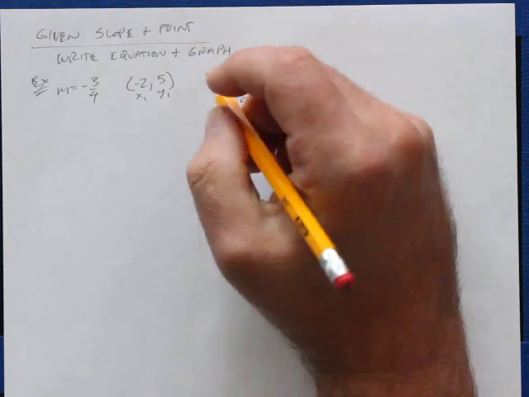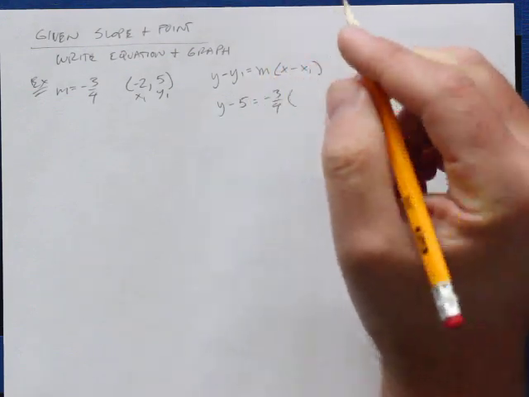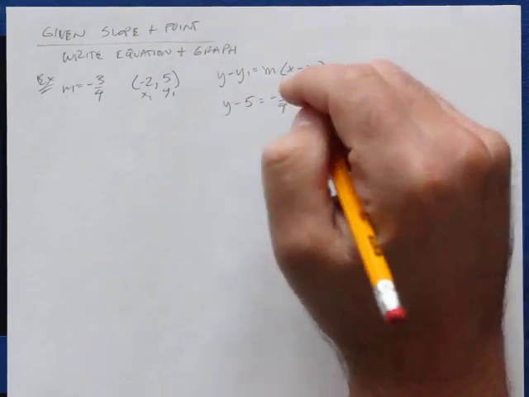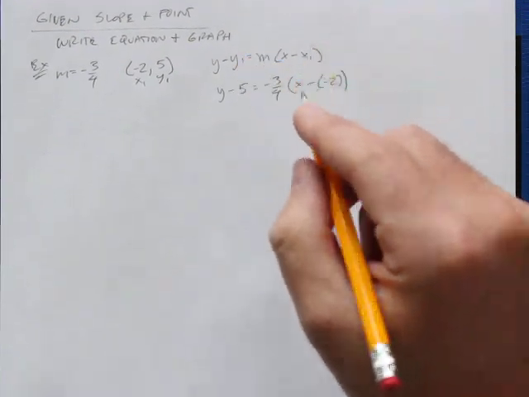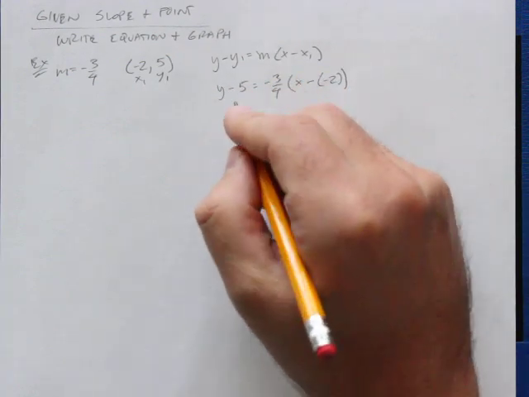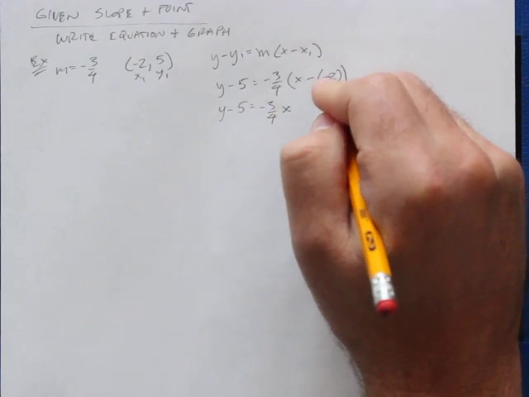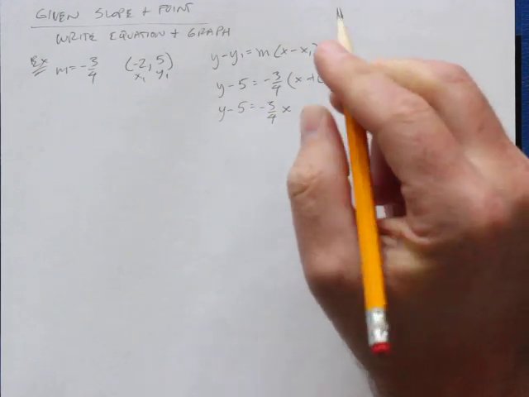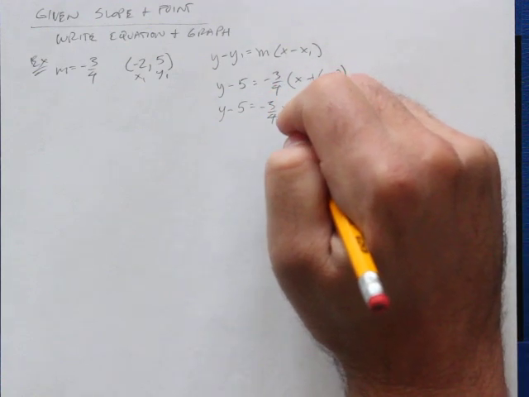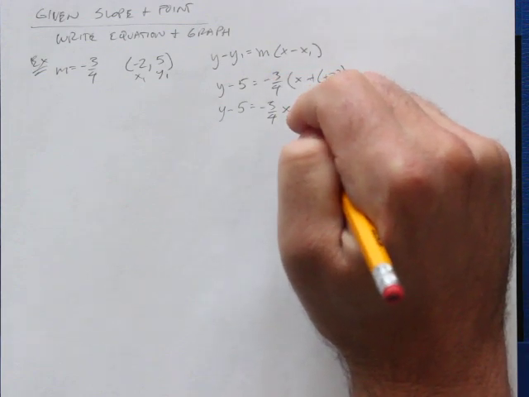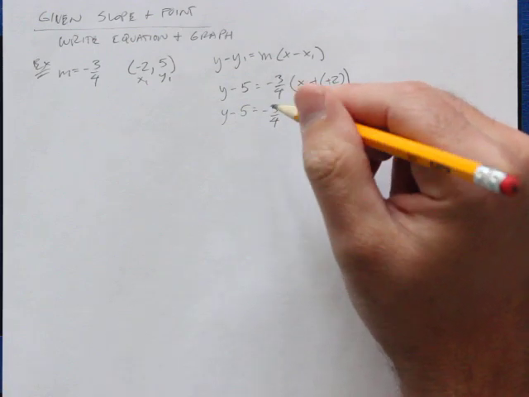Y minus 5 equals the slope, which is -3/4, times x minus x1, which is -2. So I'm going to distribute this -3/4 in there. Y minus 5 equals -3/4 x. Minus a negative here is going to be plus, so that means I get -6/4 minus 6/4. And then, oh, gross.